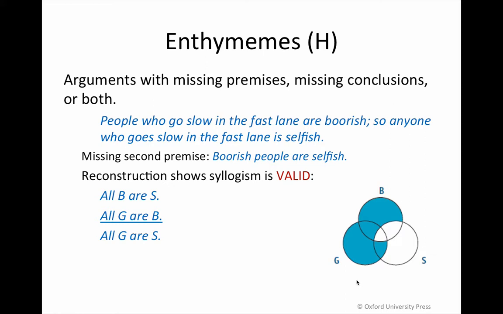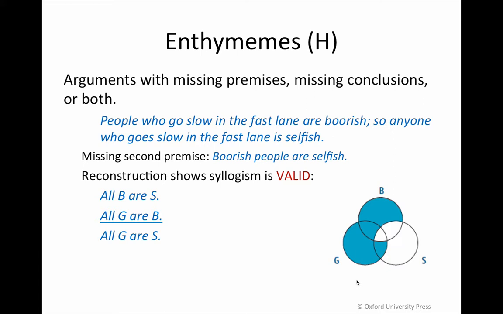Notice that though this is the first premise that appears in the argument, well, it's the only premise that appears in the argument, it's not the major premise. Why? Because the conclusion is all G are S, so G is the minor term. The minor term appears in the minor premise, which goes second in the order. What do we need to do in order to complete this argument? We need the major premise.